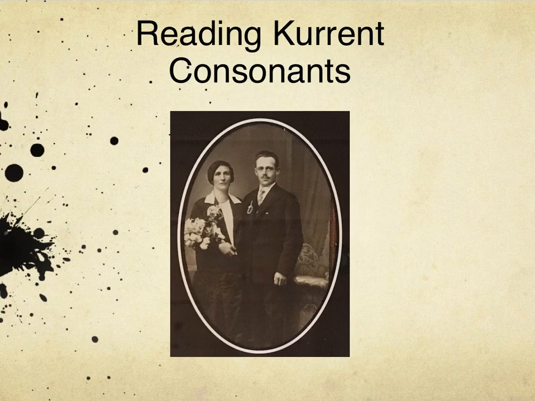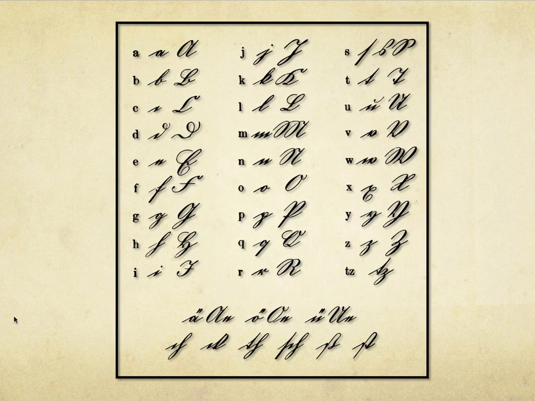Okay, now that we're finished with the vowels, we're going to take a look at the Schrift consonants. Now, just like last time, if you like, follow along with your Schrift key. If you didn't watch the last lesson, this key is available in the additional document section of the course.